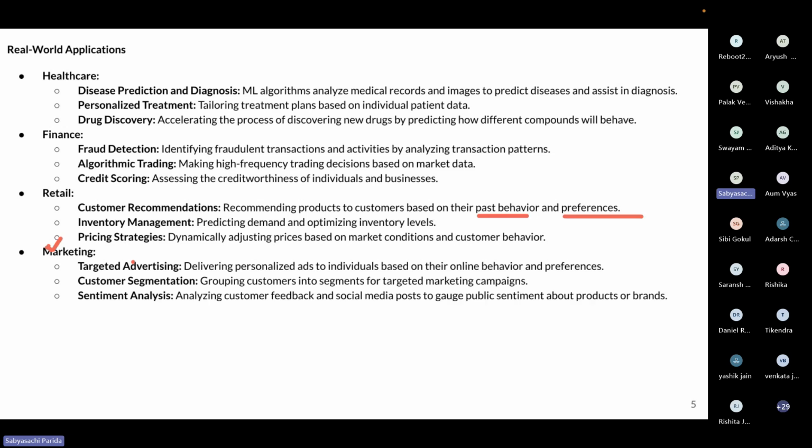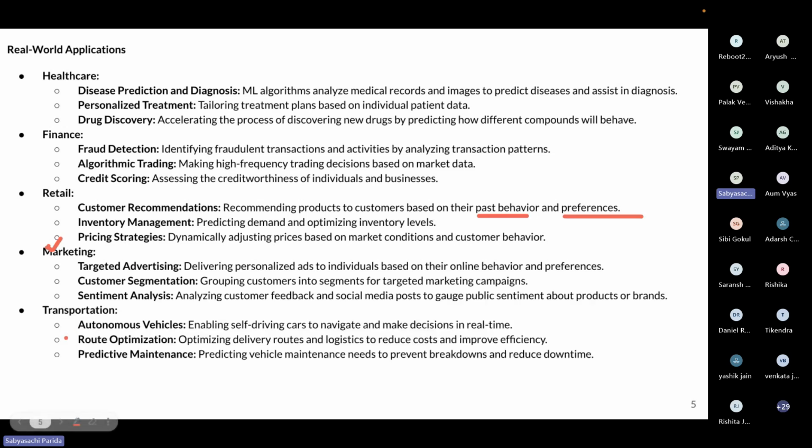Similarly, the other cases are marketing and transportation, the autonomous vehicles like in the case of Tesla, and route optimization. Any of the courier companies delivering products to you have a strict pattern or map so that they are not randomly going to places and delivering goods. For them, the shortest time and the shortest distance is what they follow, so that time can be optimized and the fuel and cost they are bearing can be optimized.